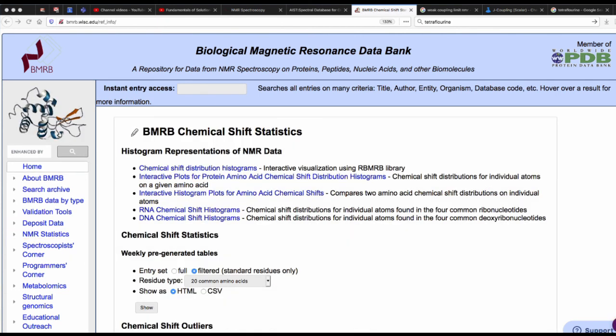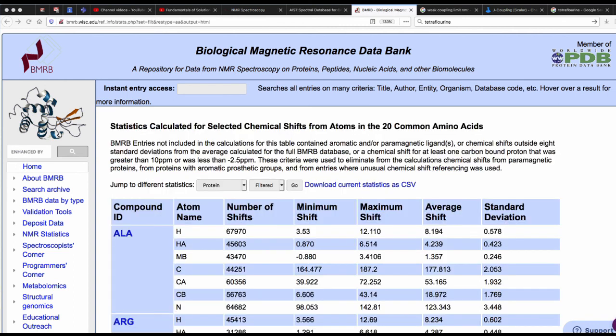Under the BMRB chemical shift statistics, there are a lot of things that you could take a look at. You can take a look at the plots for protein data, for nucleic acid data, but for the sake of an example, we will be taking a look at the filtered set of data sets for the 20 amino acids. You are able to see that for alanine, the chemical shifts of the different spins are given.